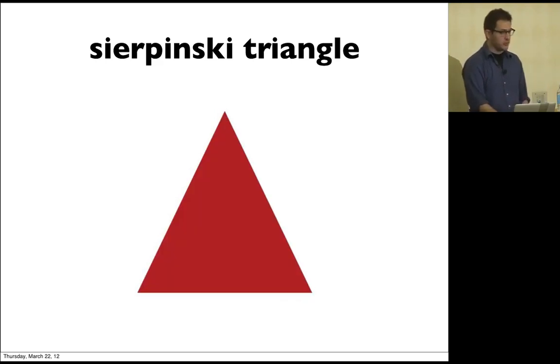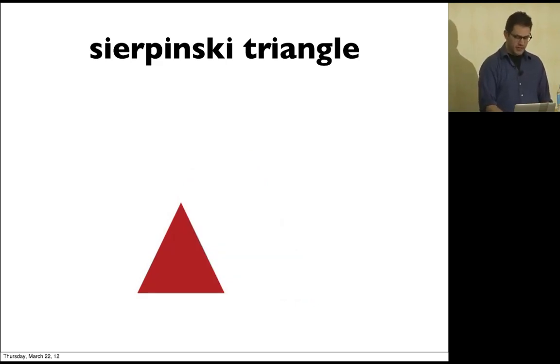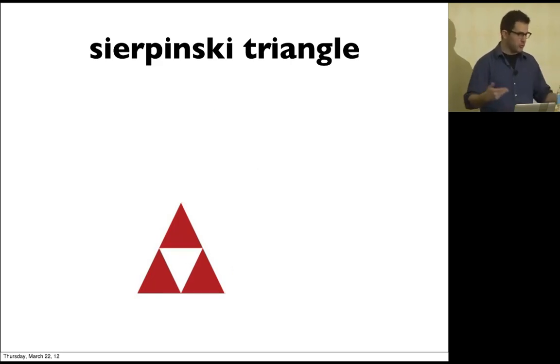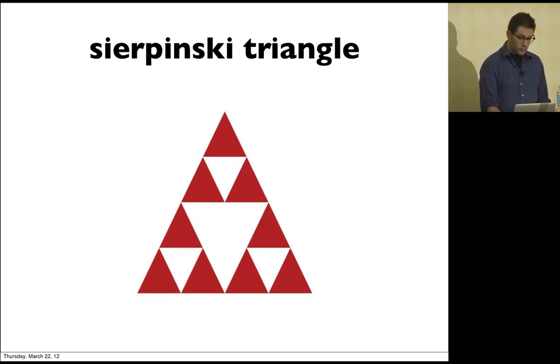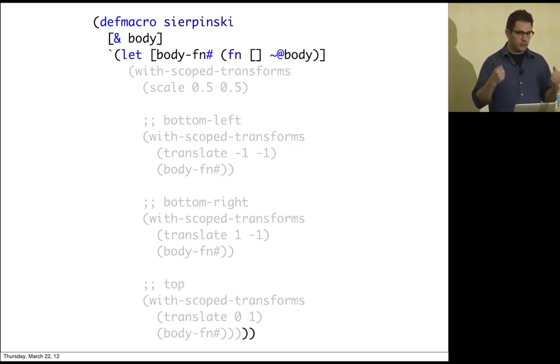So the way you draw the Sierpinski triangle is you take a triangle, you shrink it down to half its size, and you draw it twice more. And then you take that, and you shrink it down to half its size, and you draw it again, over and over and over again. And so we can do this. We can write a macro. We can take the body and put it into a function.